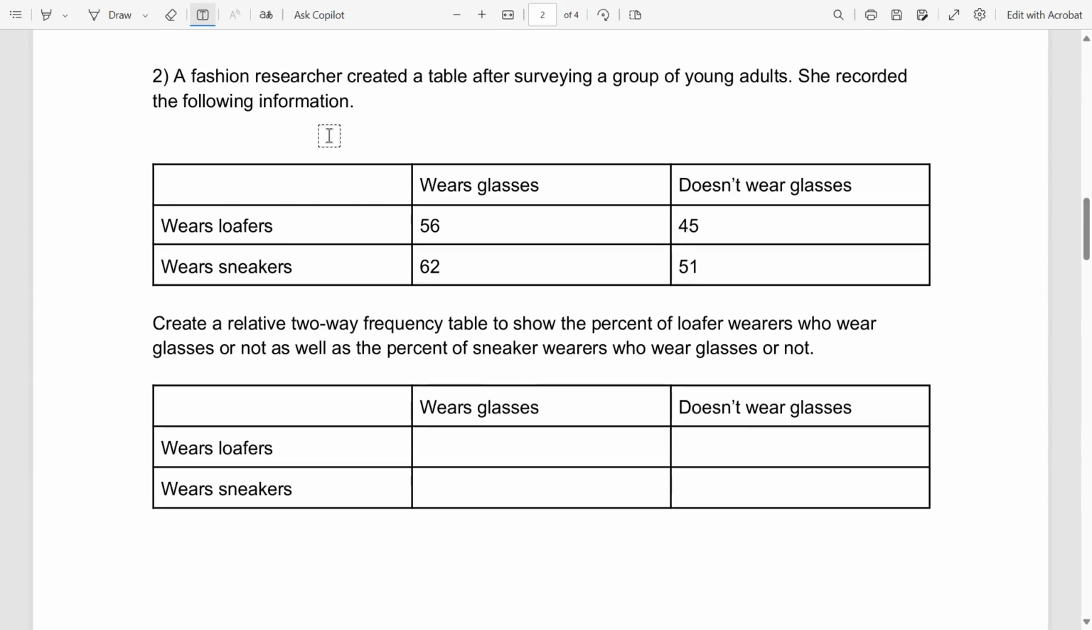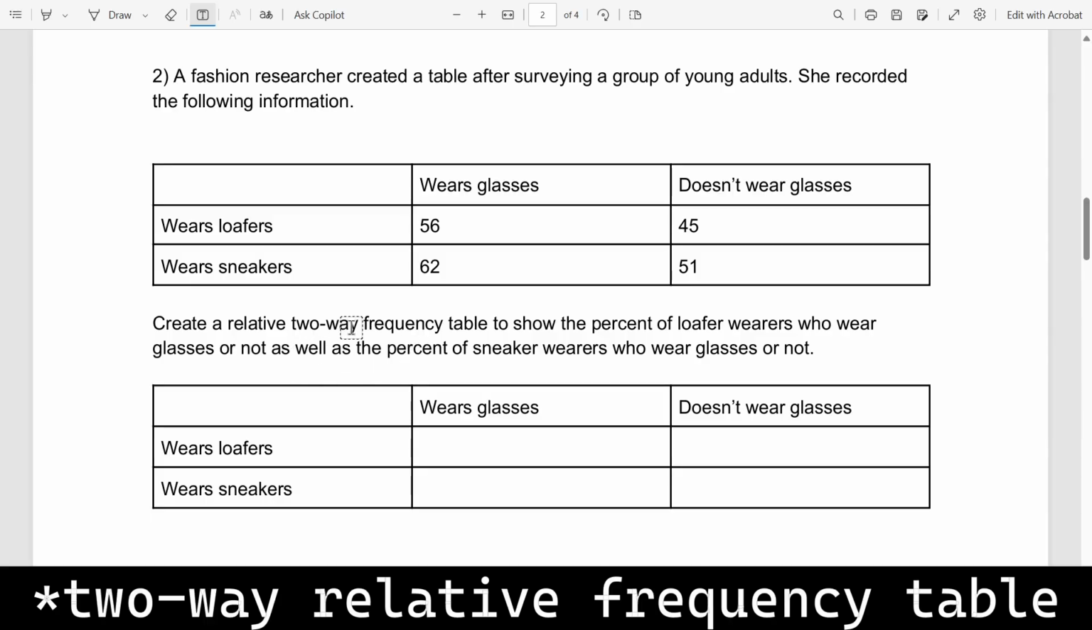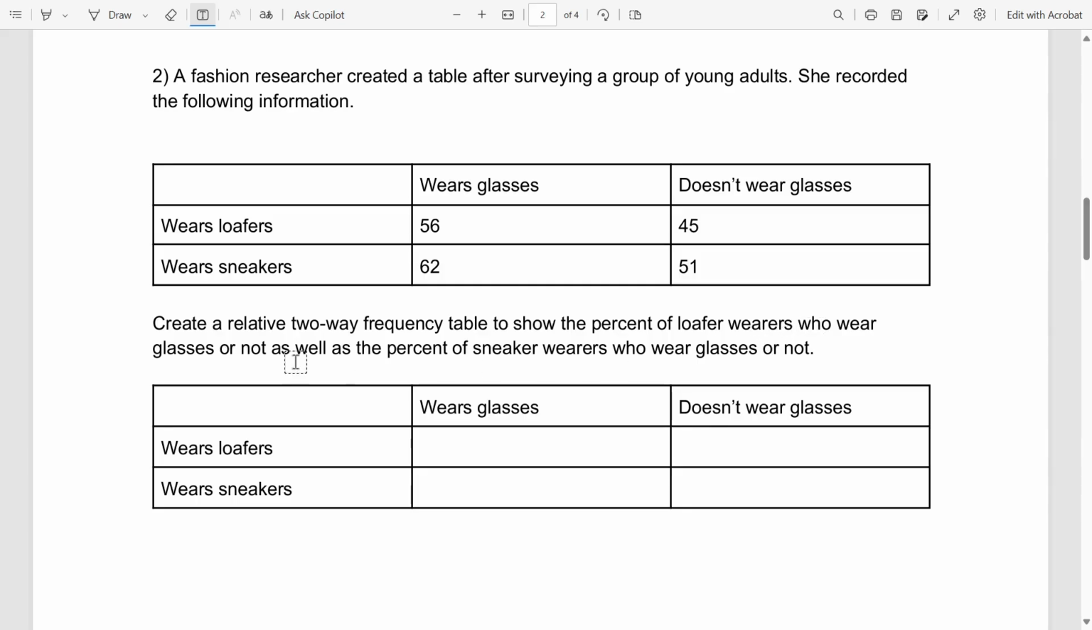Question 2, a fashion researcher created a table after surveying a group of young adults. She then recorded the following information. So you have two columns here, wears glasses, does not wear glasses, and then wears loafers or wears sneakers. Now the question continues, create a relative two-way frequency table to show the percent of loafer wearers who wear glasses or not, as well as the percent of sneaker wearers who wear glasses or not.